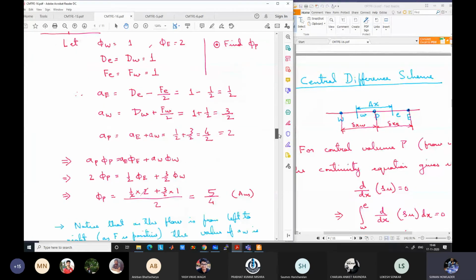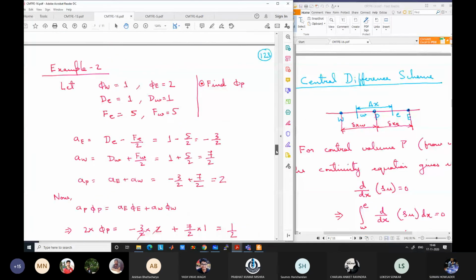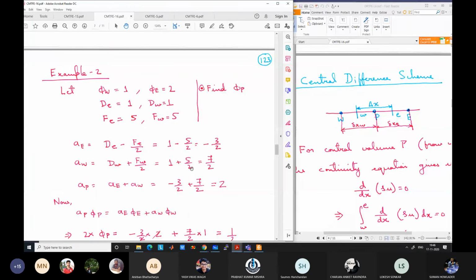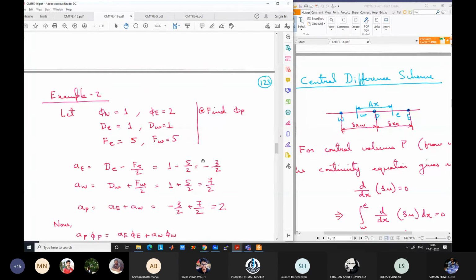As in the previous case, the coefficients were half, 3 by 2 and 2. Now one becomes negative. Yes, correct, good. Negative, and we have studied previously that this still holds true. If some coefficient becomes negative, that may cause us problems. It is not guaranteed that it will cause a problem, but there is a chance. Results can become physically unrealistic if one of the coefficients becomes negative. Because here one of the coefficients has become negative, it may cause a problem.